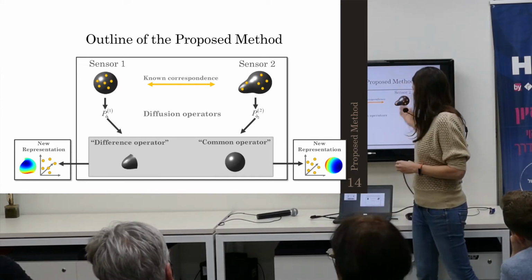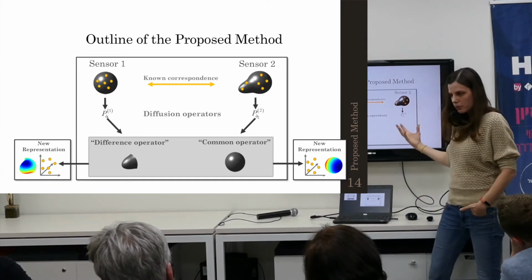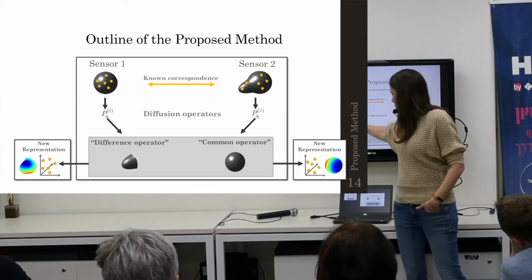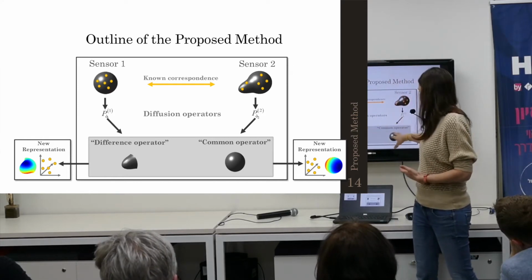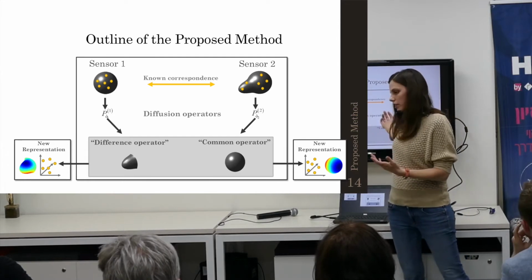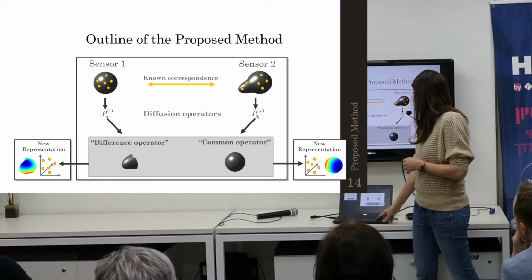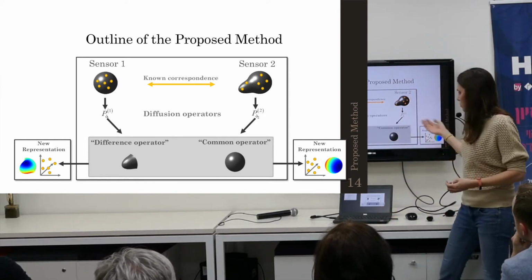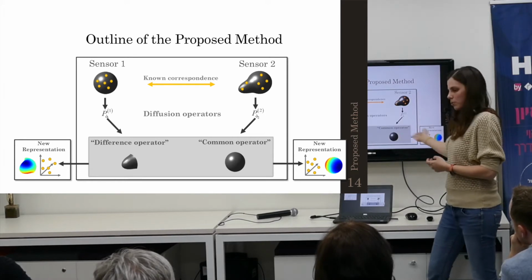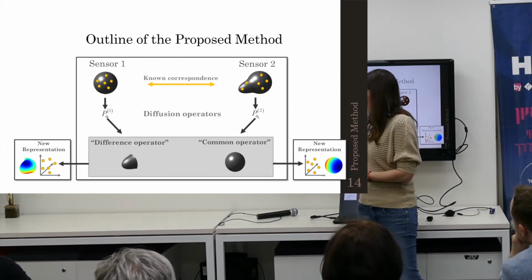And from each kernel, we calculate the corresponding diffusion operator, and then we combine the two operators in one manner to extract the common revealing operator, and we compose them in a different manner to extract the differences. And from these two operators, we construct new representations, one for the common structures, and here we can see a smooth coloring of the sphere, and one for the differences which characterizes the bump.